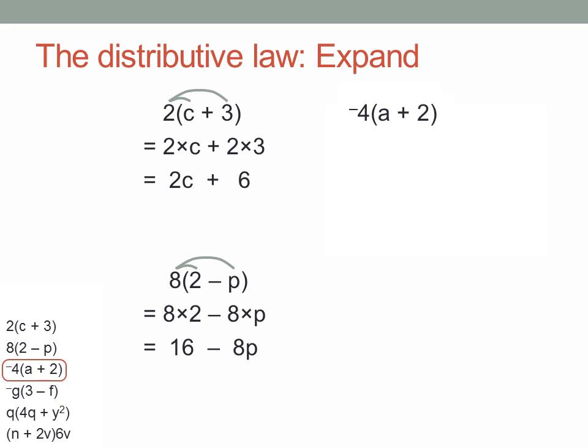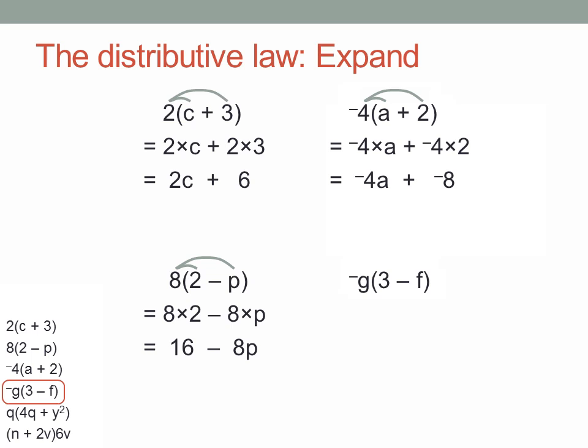Let's try it with some negative numbers. Nothing will change, it's done exactly the same way. We just have to be careful to get the signs right. Negative 4 times brackets a plus 2. Distribute the times over the brackets. Negative 4 times a plus negative 4 times 2. That's negative 4a plus negative 8.